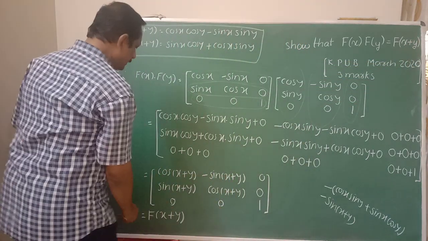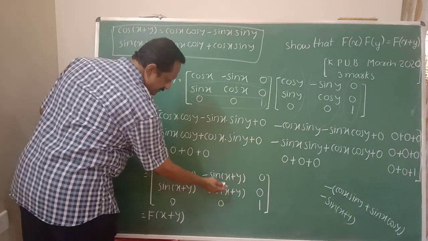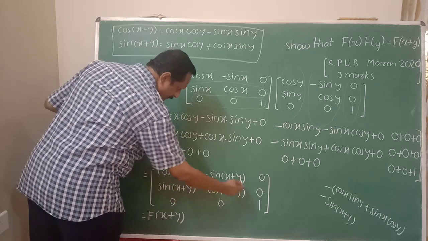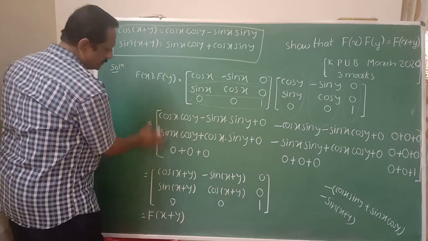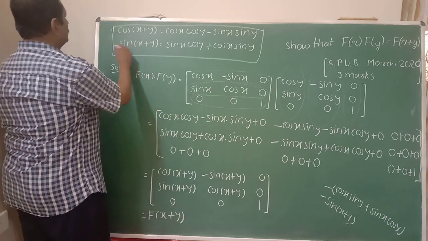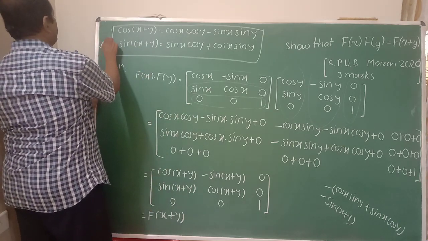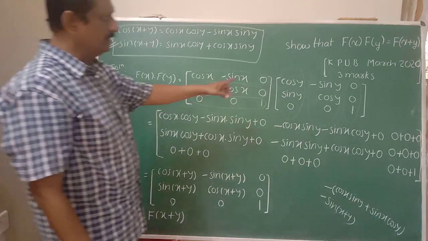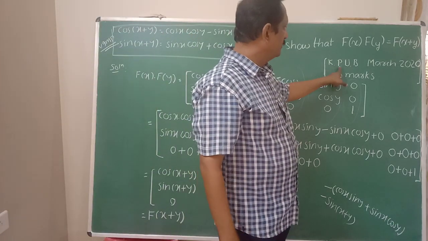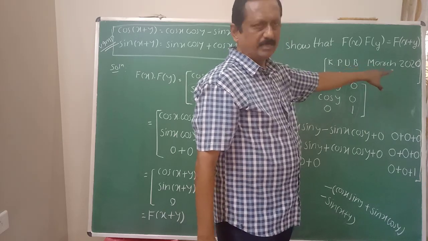So here each term contains x plus y, so total this matrix can be written as f(x+y) here. So LHS is equal to RHS here. So these are very important formulas from trigonometry. Remember it here. It is a 3 marks question asked in the Karnataka PU board March 2020.